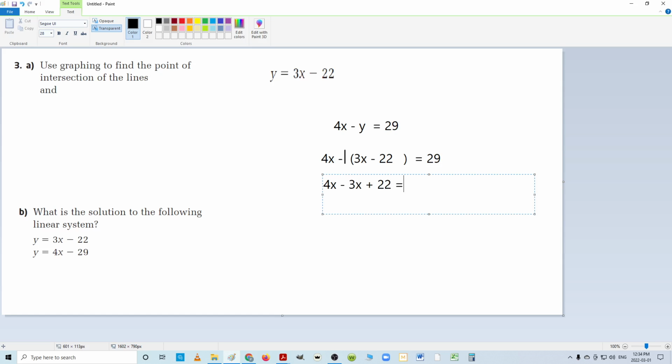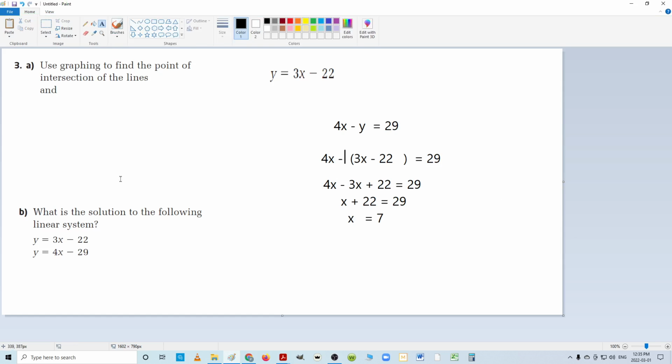Now it's just a matter of solving x. 4x minus x is equal to that. Subtract 22 from both sides. 29 minus 22 is 7. And then you substitute it back into either equation. So you can see that this form of substitution is also very easy to do.